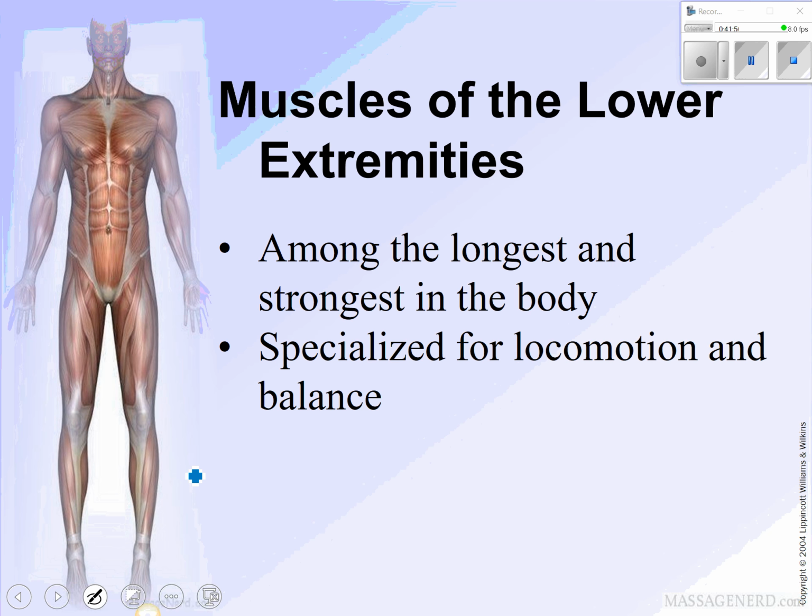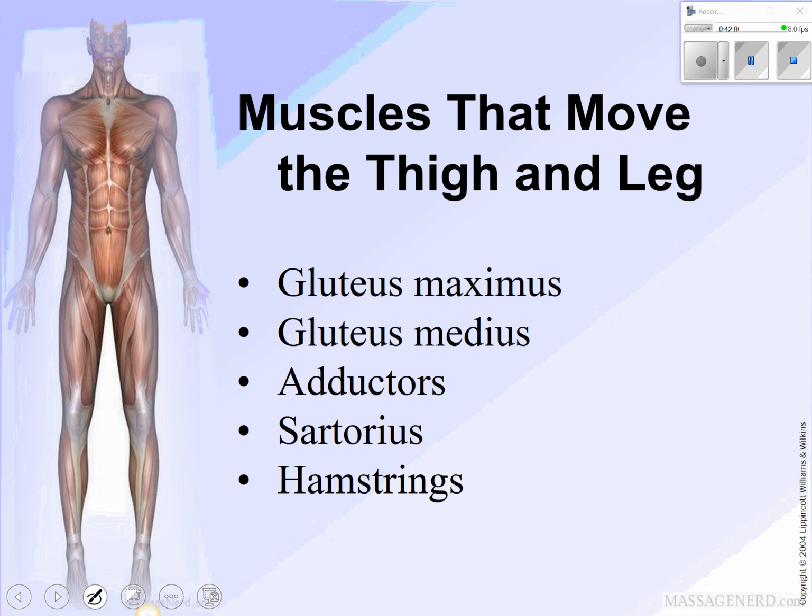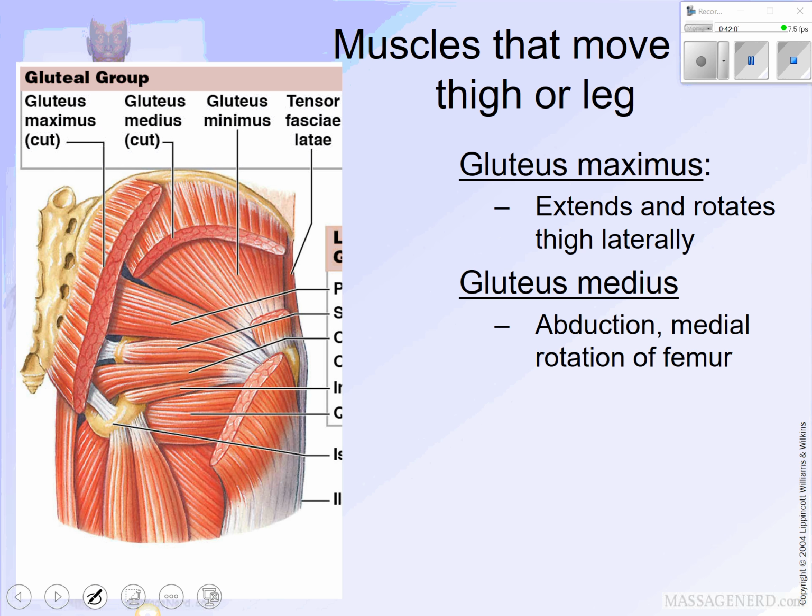So muscles of the lower extremities are going to be among the longest and the strongest in the body. They specialize for locomotion and balance. The ones we're going to go over are gluteus maximus, medius, adductor, sartorius, and hamstrings. So first, you have here the muscles that move the thigh or the leg. That's going to be your gluteus maximus and your medius. Gluteus medius is where you have your intramuscular injection. It usually goes into the gluteus medius muscle. Make sure that you can label that.